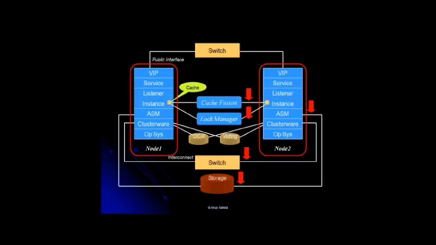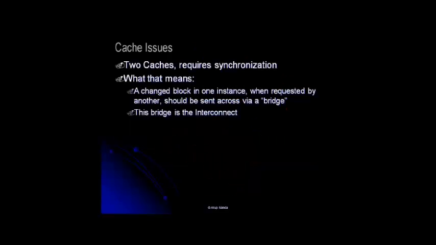Two caches in RAC, what does it mean? It requires synchronization. The word is synchronization, not replication. That means when a block changes in one instance, it doesn't appear in the other instance automatically. It appears when the other instance requests the block from this instance. And that block, in that case, is sent across a bridge, and that bridge is the interconnect.